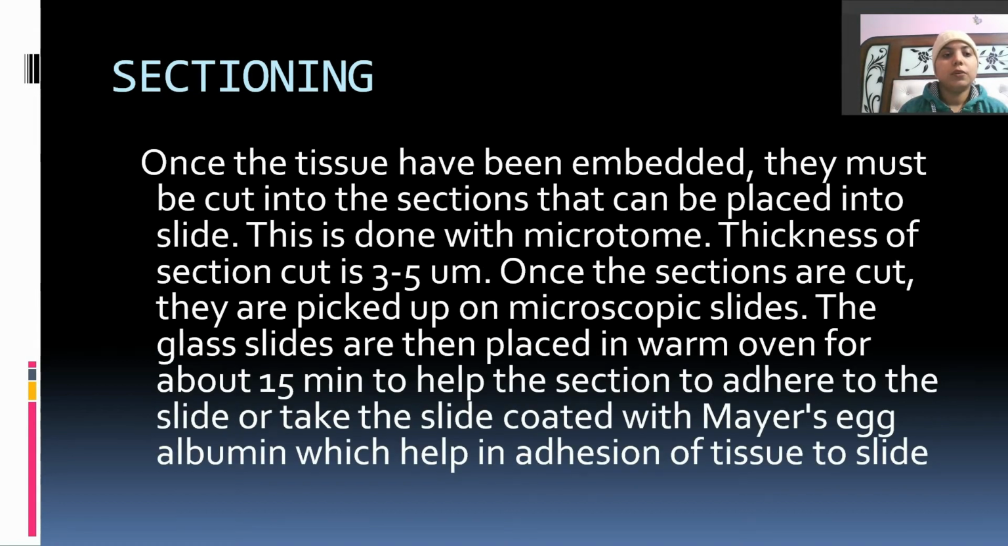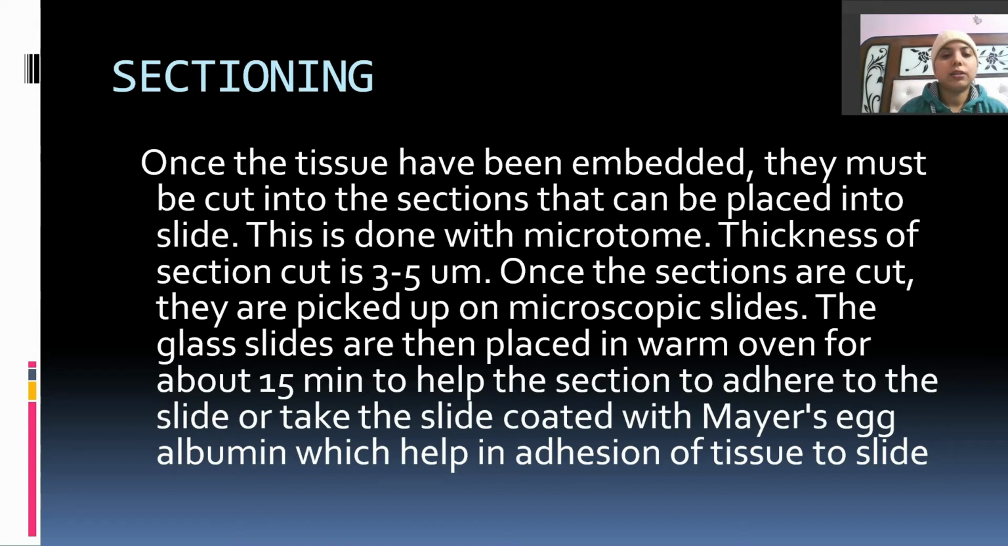Then sectioning. Once the tissues have been embedded, they must be cut into sections that can be placed onto a slide. This is done with a microtome. The thickness of section cutting should be between 3 to 5 micrometers. That is called final cutting.